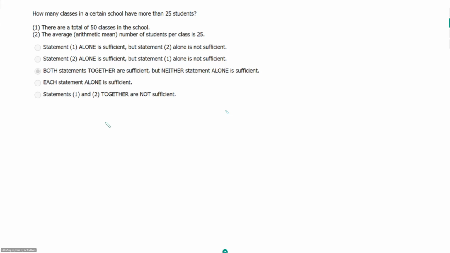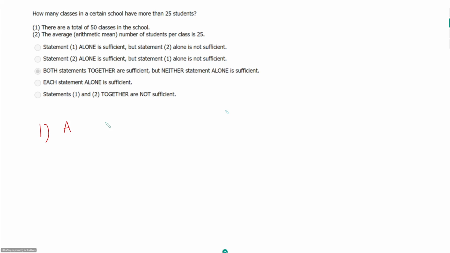How many classes in a certain school have more than 25 students. So not much information in the prompt. I'm just going to move on to the statements. Statement 1, there are a total of 50 classes in the school.